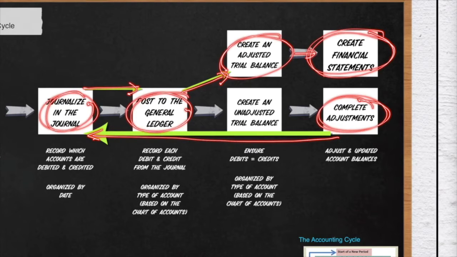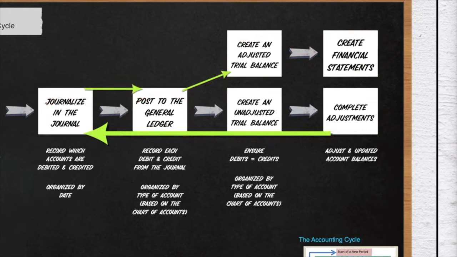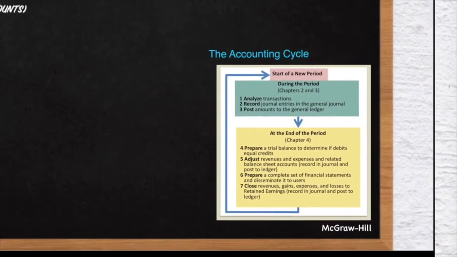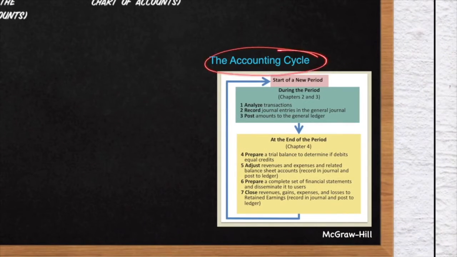That's an overview of the accounting cycle, or what we've done thus far from chapters 1 and 2, and now the adjustments in chapter 3. If my diagram's a little confusing, I've also included another diagram of the accounting cycle. There it is. It's from another publisher.